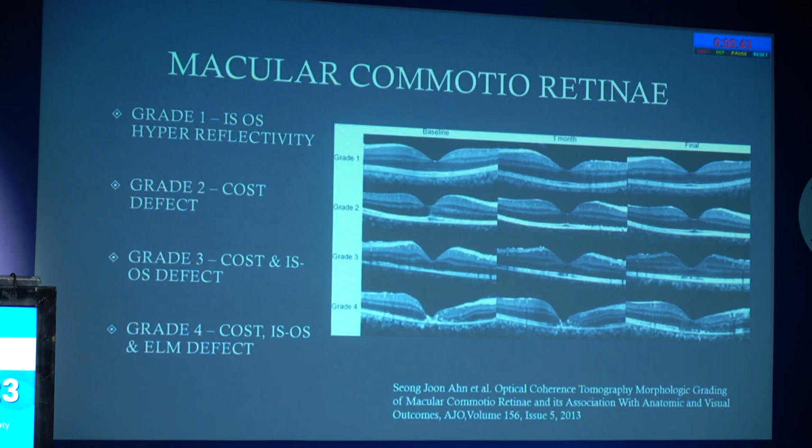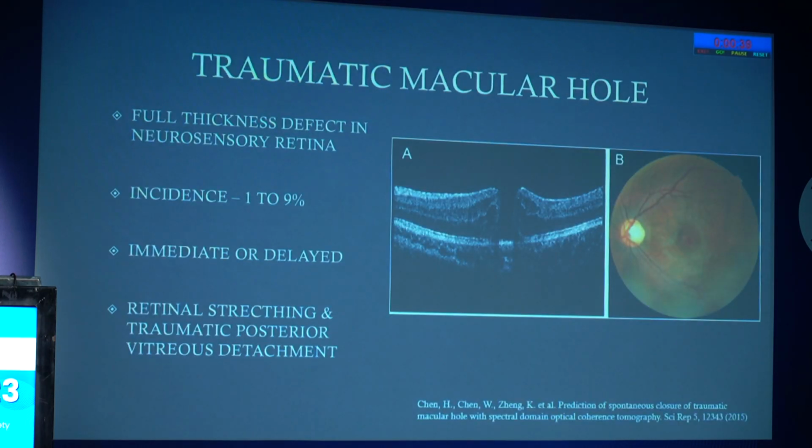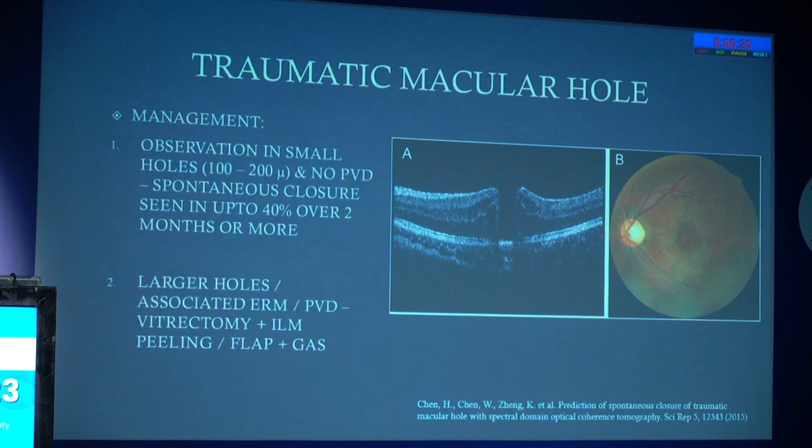Commotio retinae has different stages, which I will not go through, depending on the effect. A traumatic macular hole will be a full thickness defect of the macula, and incidence is around 9%. It could be immediate on examination with an acute injury, or can happen delayed. There is retinal stretching, and because of a traumatic PVD, the retina can have a macular hole.